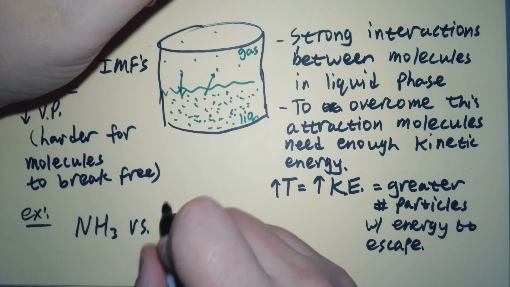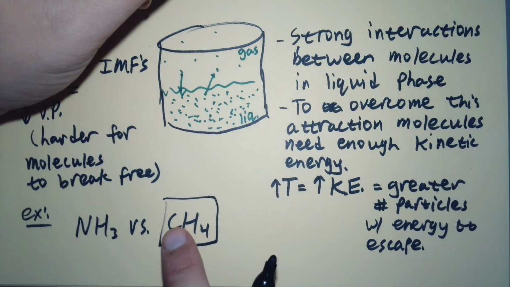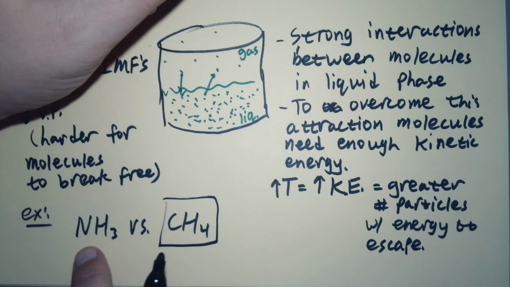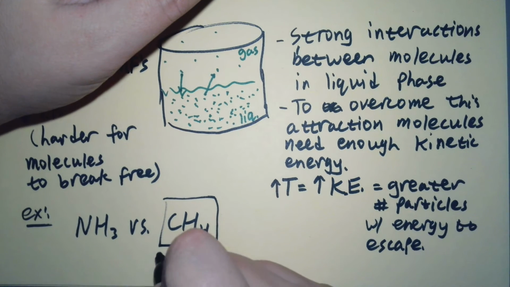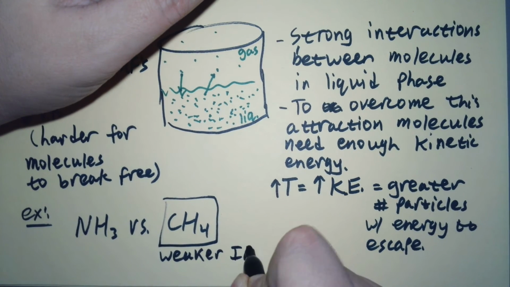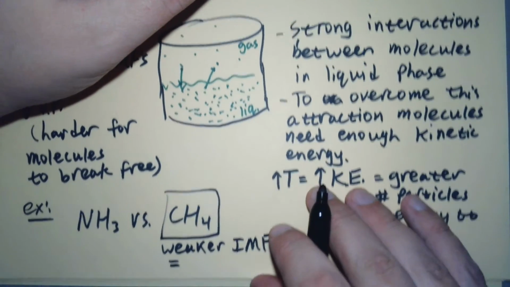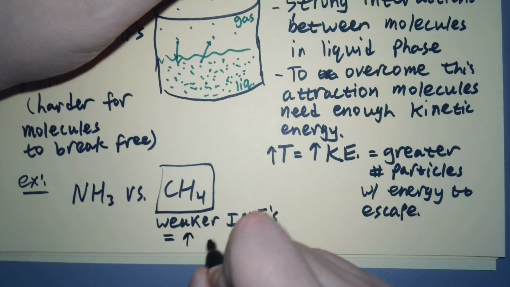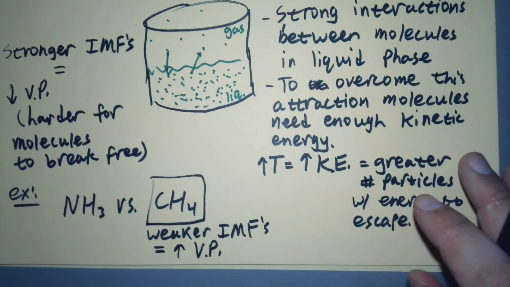And the answer is going to be the one with the weakest intermolecular forces. This one only has dispersion forces. This one has hydrogen bonding. So this has weaker intermolecular forces because it's a nonpolar molecule, and that's going to equal a higher vapor pressure. Alright, so that's an example of us applying this idea. Alright, so let's carry it forward to boiling point now.